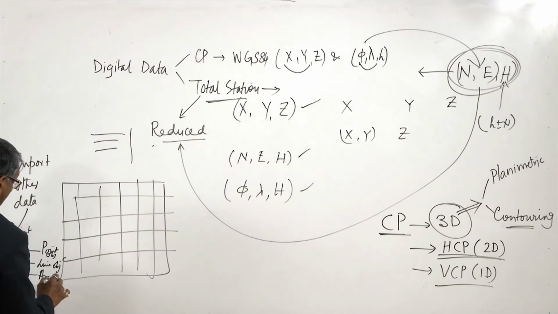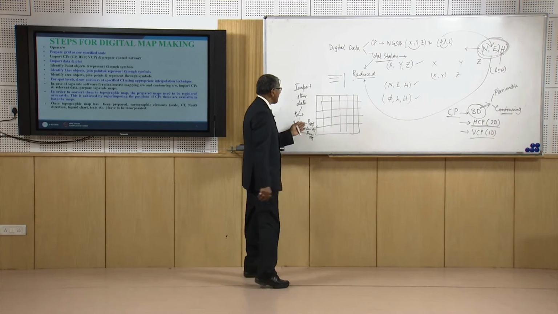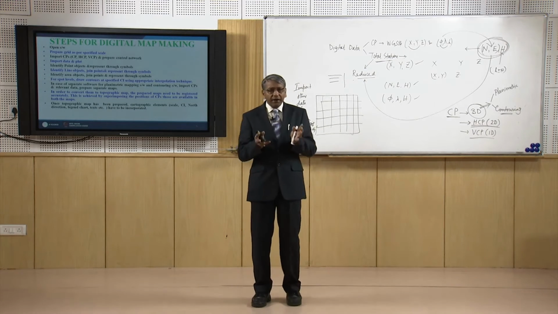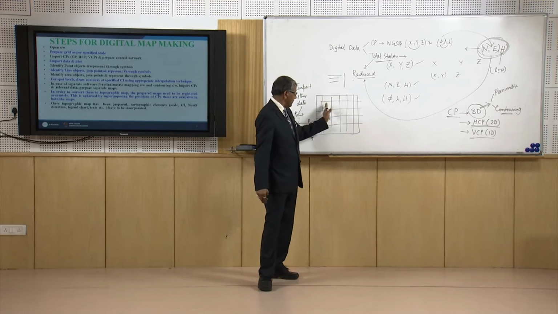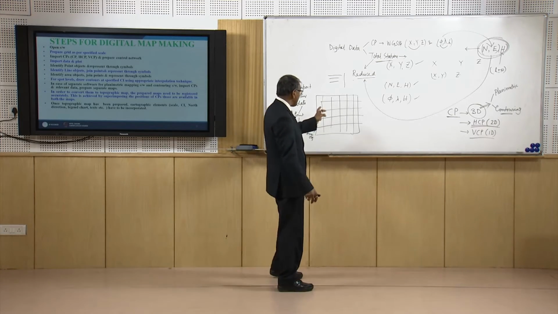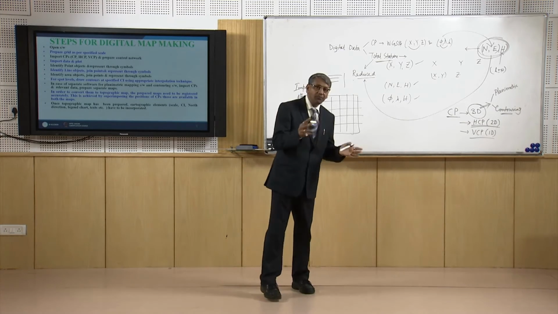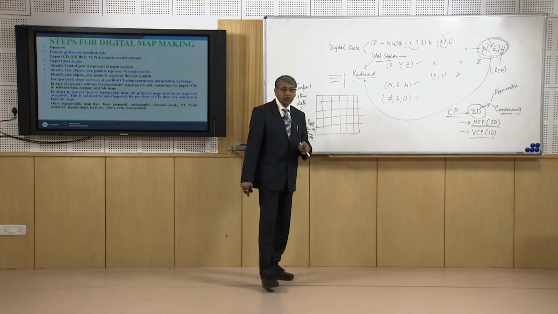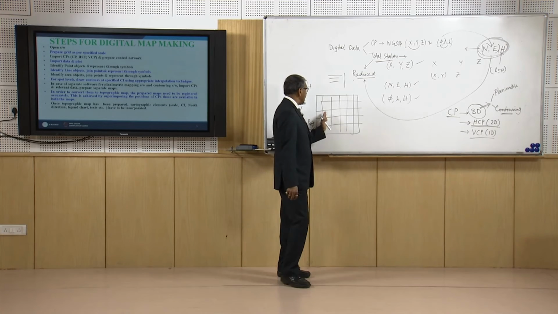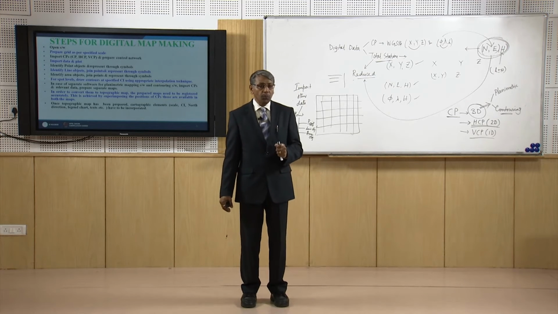This is the point where we have to work as an operator to identify the point objects, line objects and area objects. Once we identify the point objects that have been plotted in this grid, we should identify particularly which point represents what object, and corresponding to that object we have to note down the appropriate symbol. For the Indian topographic map, we have to make use of Survey of India topographic map symbols.